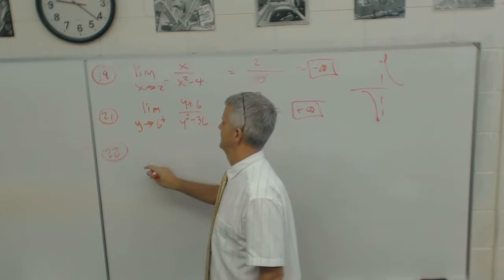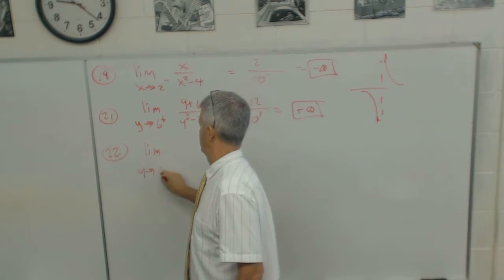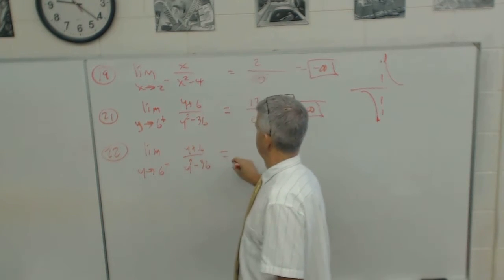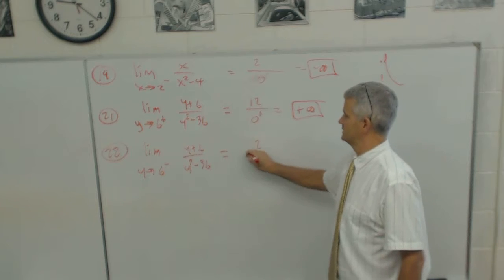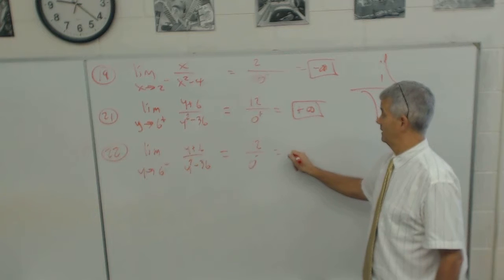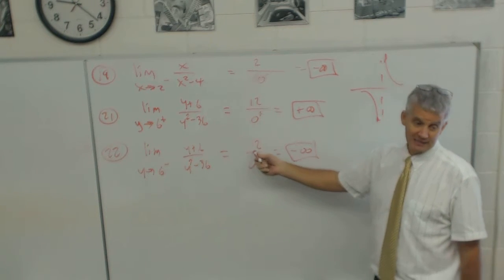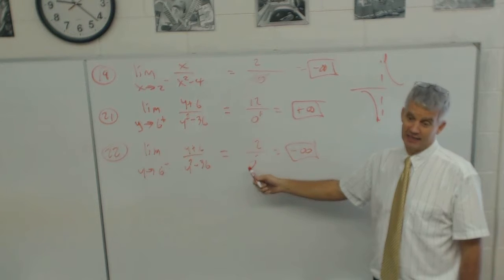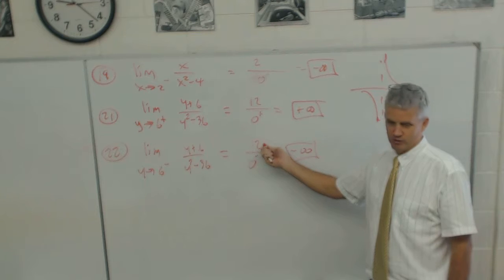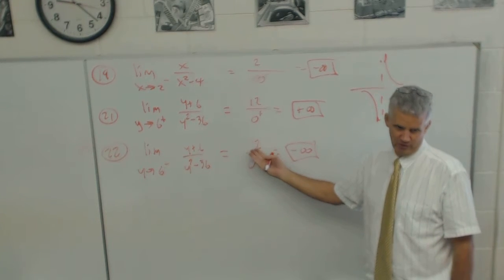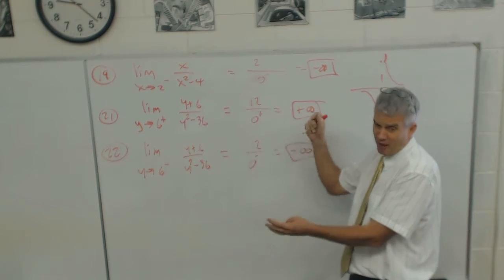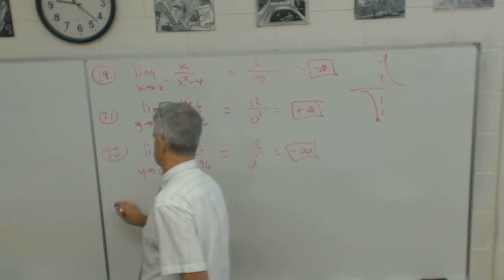22, Tyree. The limit as y approaches 6 from the negative side of y plus 6 over y squared minus 36. Top becomes 12, bottom becomes 0 from the negative side. So final answer, negative infinity. A positive number divided by a negative number is definitely negative. Think about dividing by negative 1/10. You would get negative 120. Divided by negative 1/100, we get negative 1200. Divided by negative 1/1,000,000, we get negative 12,000,000. As it gets closer and closer to 0, the number is humongous, but it's in the negative direction.